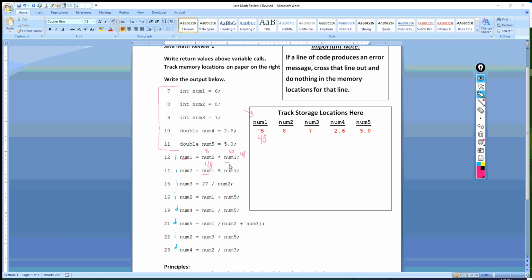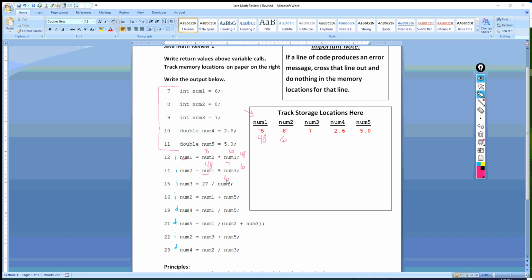Num3 is 7. So 48 modulus 7, 48 divided by 7 is 6. That's 42, and you have 6 remainder. So the remainder is 6, and it's going to get stored in num2, which is an int, which makes sense. So this is 6. The next line, we take 27, and we are going to divide it by whatever num2 is. Well, num2 is actually now 6. It used to be 8, but now it's 6. So we're going to put a 6 here for the return value because that is the current value.